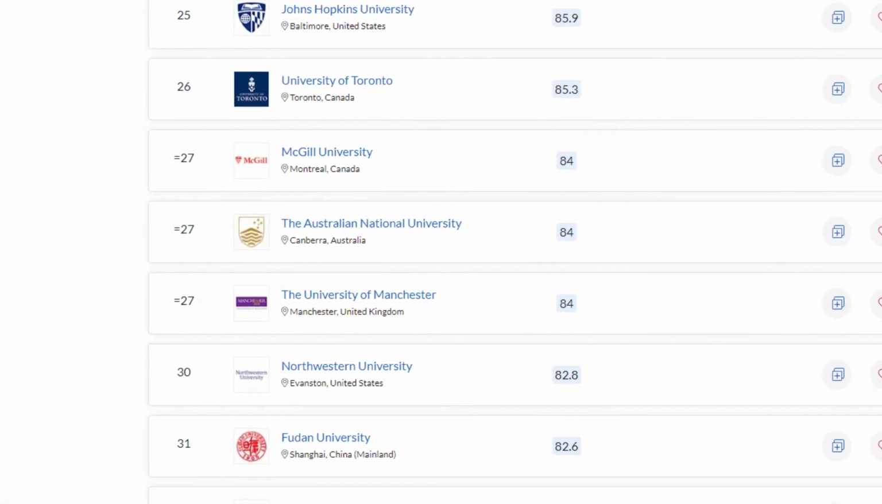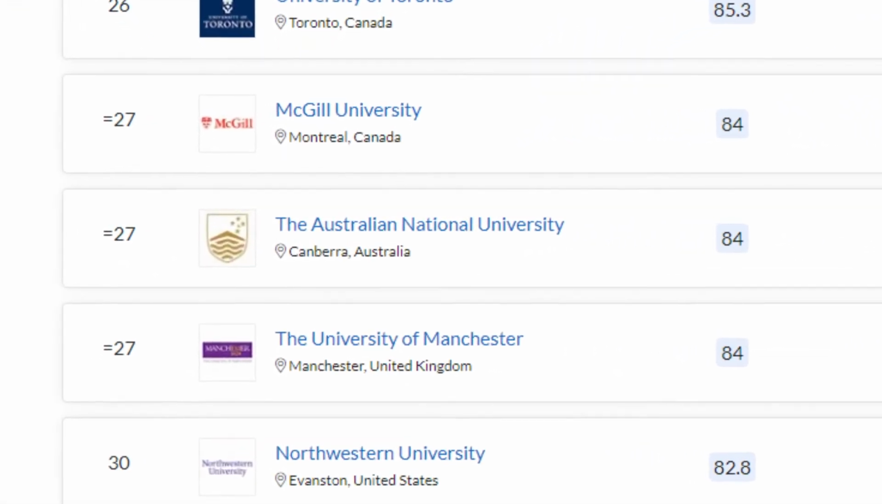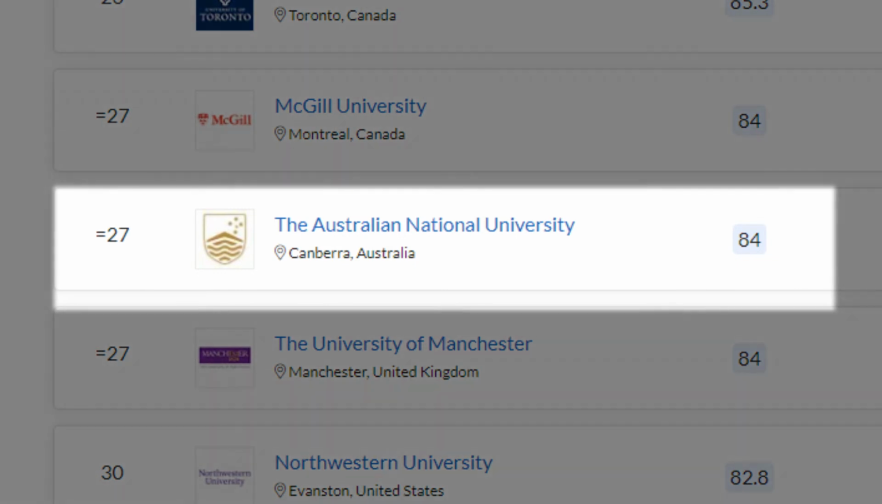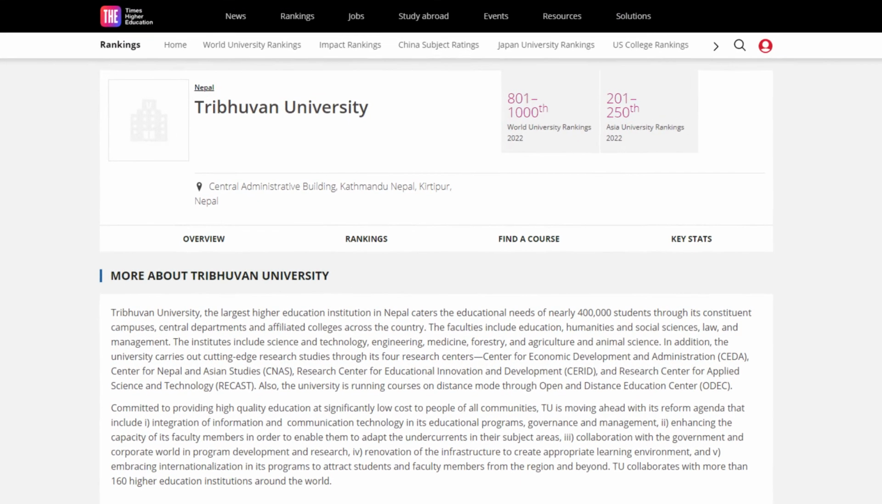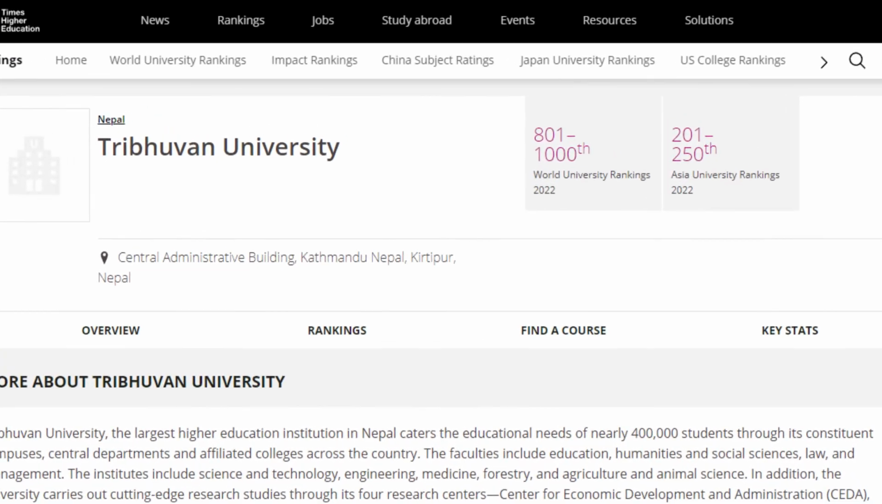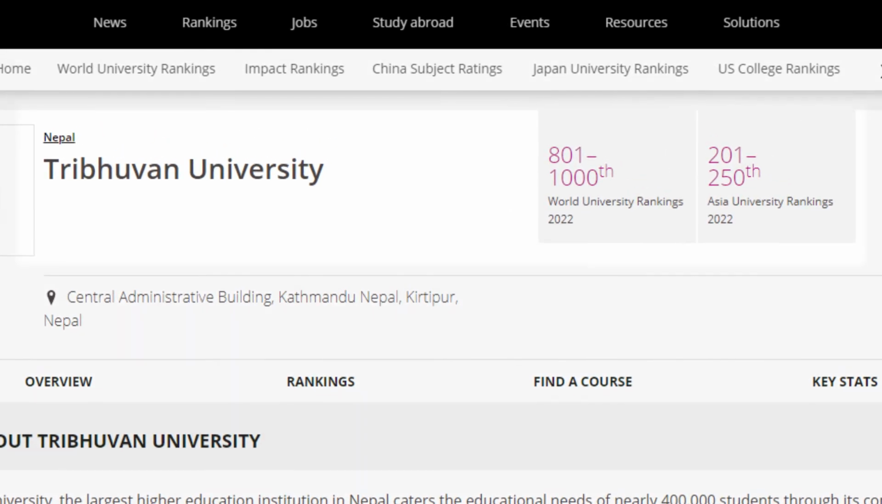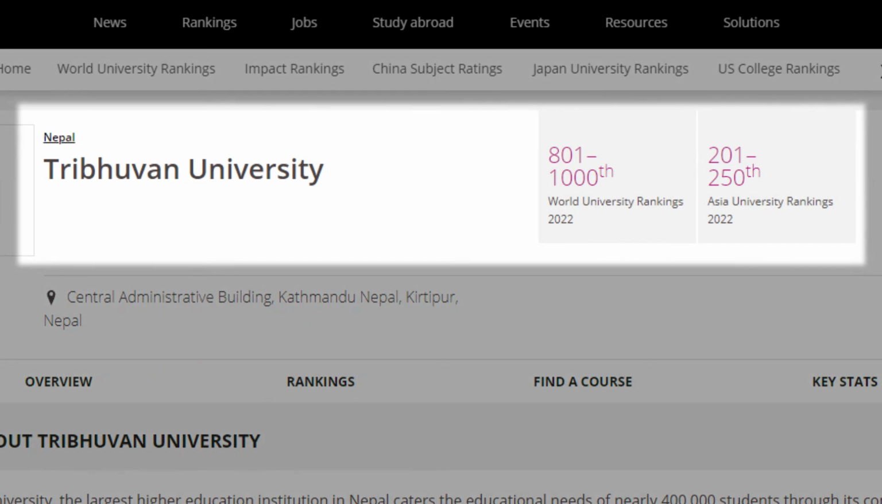So these are the major differences between universities in Australia and Nepal, and these differences have a major role in determining the global ranking of the universities. For example, Australian National University, which is in Canberra in Australia, is regarded as the 27th best university in the world according to the QS University ranking. Whereas Tribhuvan University in Nepal, which is one of the most popular universities in Nepal, is ranked somewhere between 800 to 1000 in the world.